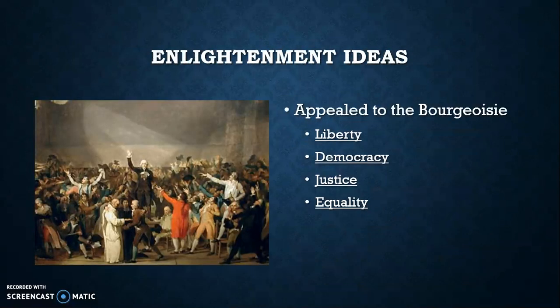The Enlightenment was very influential in the French Revolution, like it was in the American Revolution, because it was very appealing to the middle class of France. The ideas of liberty, democracy, justice, equality all enticed the middle class of France, the bourgeoisie.